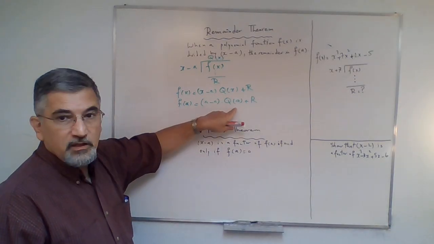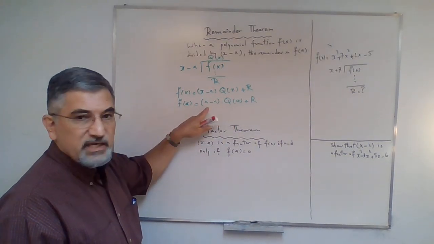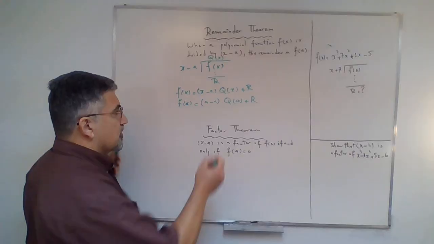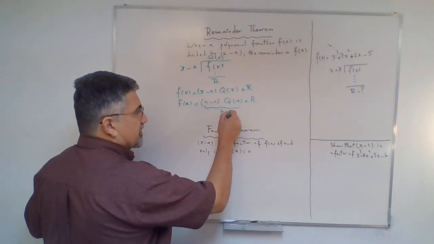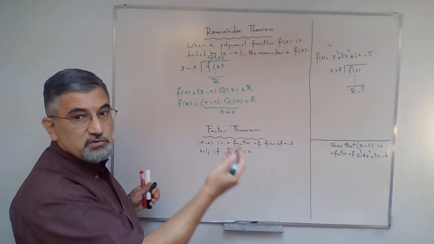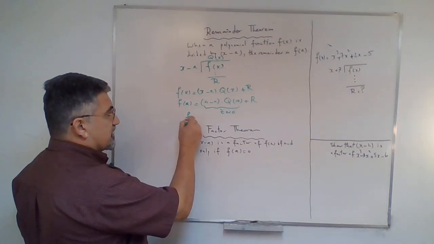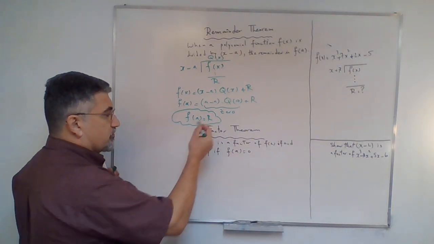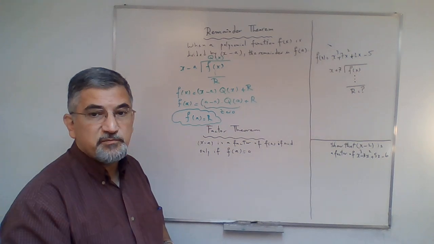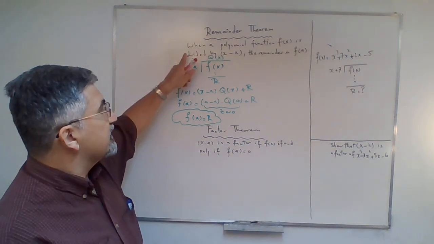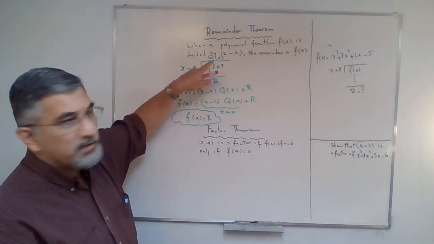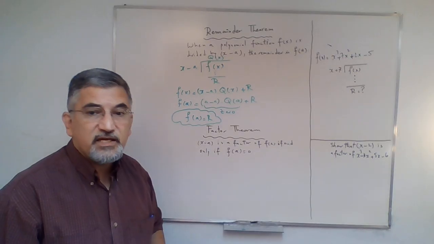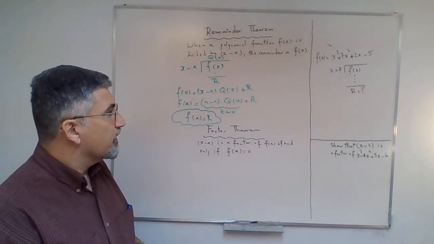So it's a number. But whatever number that is, if you multiply it by a minus a, which is 0, it will give you clearly 0. And 0 plus r is r. So that means that f at a is actually equal to the remainder. And that's the proof of the remainder theorem. That's why we say that when a polynomial function is divided by x minus a, the remainder is f at a. That's the reason behind it.